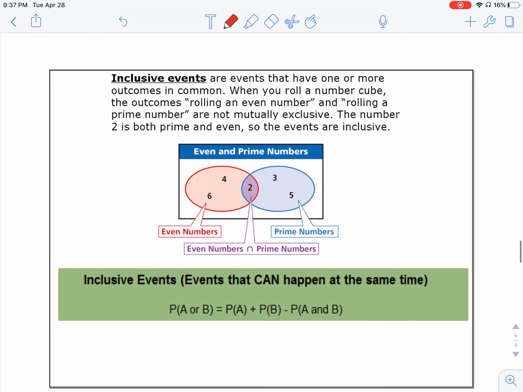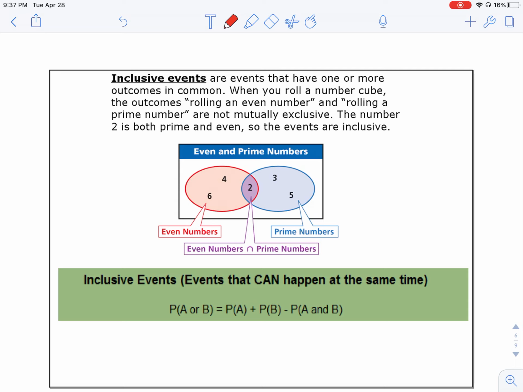On the flip side of that, inclusive events are events that have one or more outcomes in common. For example, you roll a number cube. The outcome would be rolling an even number. Well, rolling an even number would be a 2, 4, or 6. And rolling a prime number would be 2, 3, or 5.